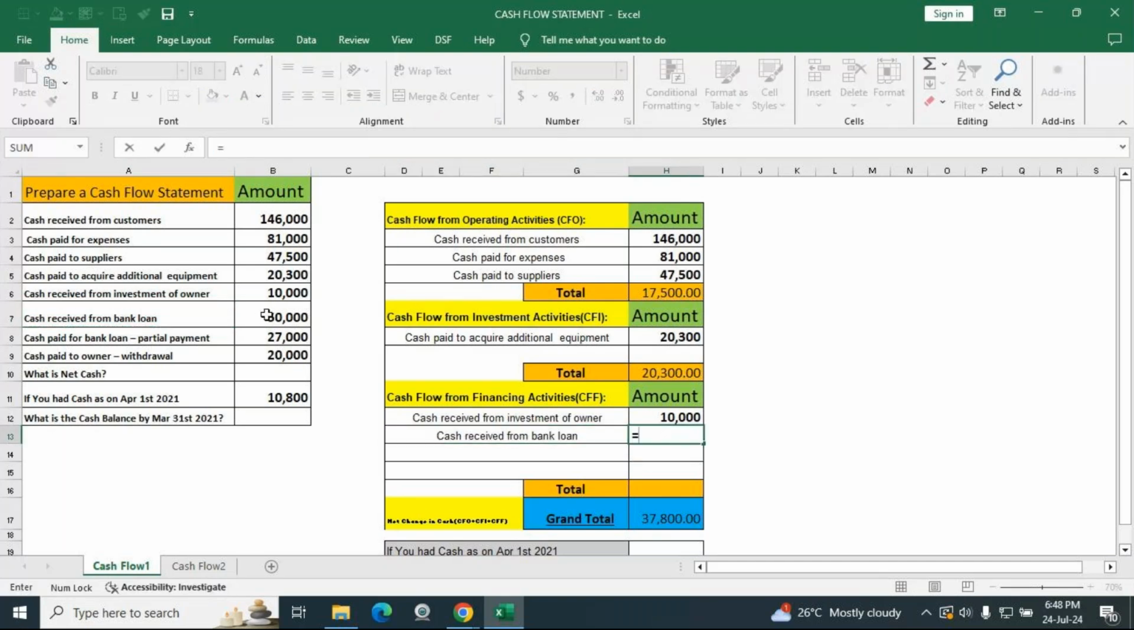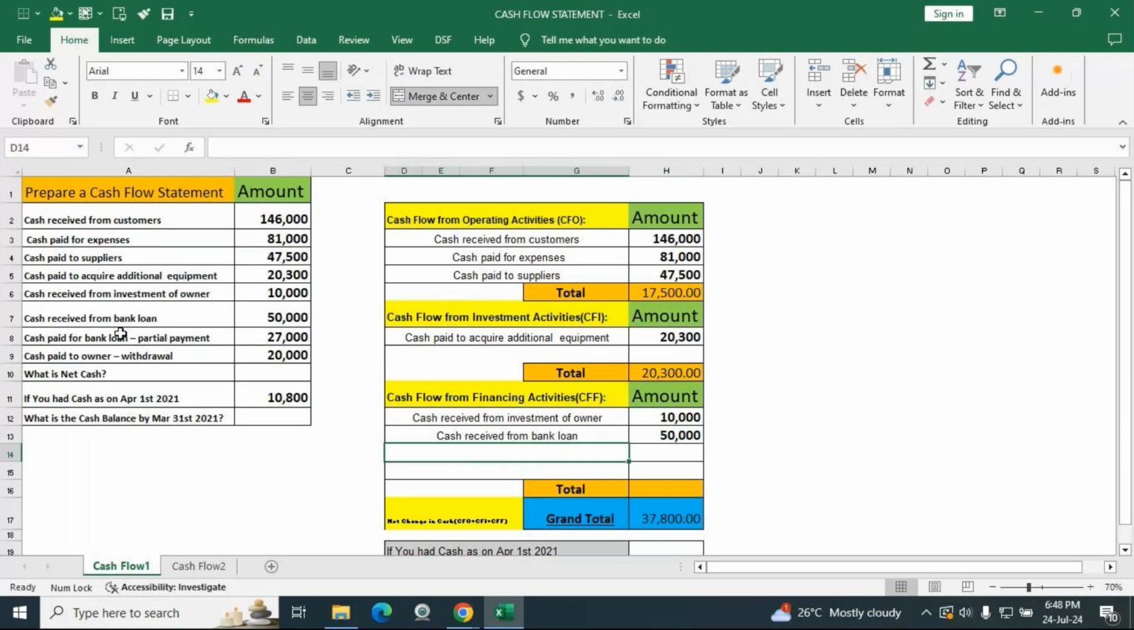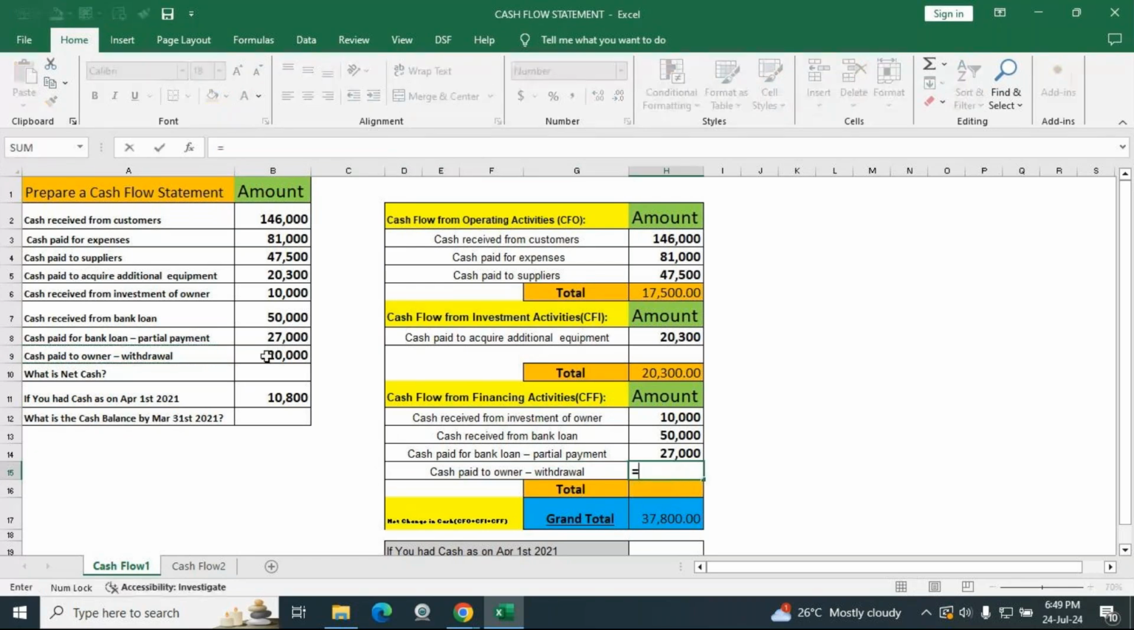So bank loan. Then next one, partial payment. Cash paid for bank loan. So some amount I'm paying for the loan. Financing activity and outflow of cash. Then cash paid to owner. Again, financing activity. Everything is given in order only. The only thing is we need to understand. So I'm going to take this.